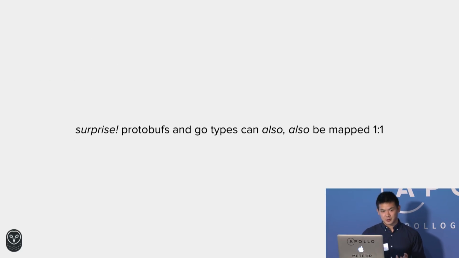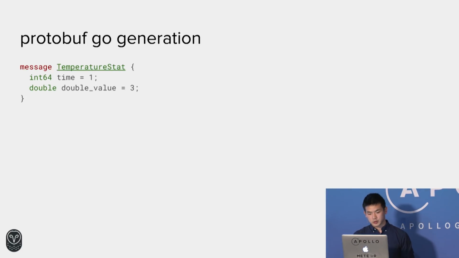So as it turns out, we have protobuf types and Go types that can also be mapped together. Using the protobufs compiler, we can take our protobuf types and compile Go code right out of it, using the tools called protoc and protoc-gen-go. And using our example protobuf, let's say that we have this little message for returning data out of a temperature sensor and sending it through our backend service.